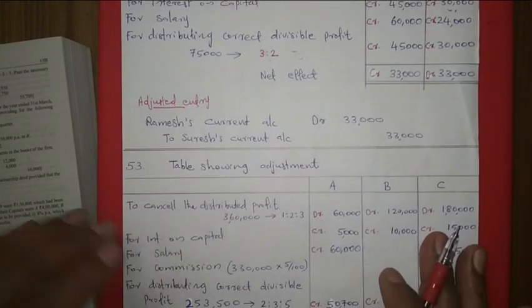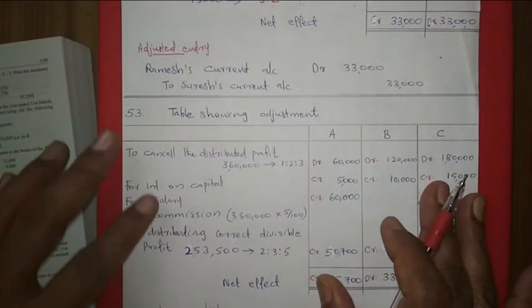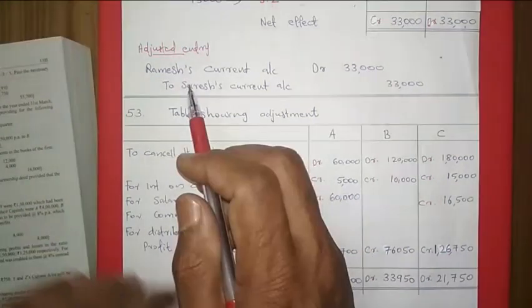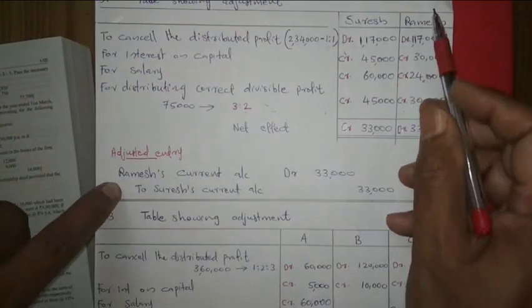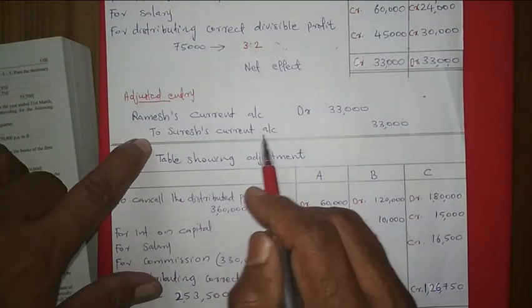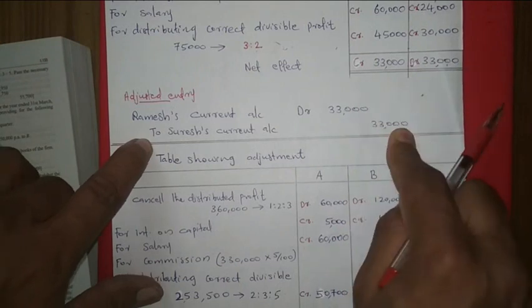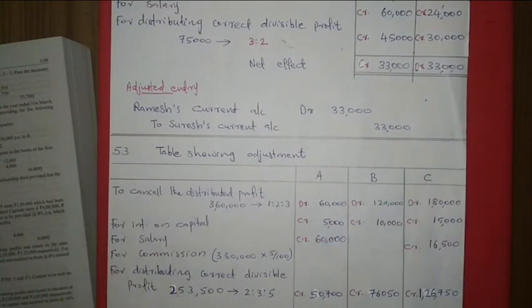Then in the journal entry, capital account is fixed, that is mentioned in the question, that is why we are writing the journal entry through the current account. So the entry will be: Ramesh is debiting, so Ramesh's current account debited to Suresh's current account, amount is this 33,000.